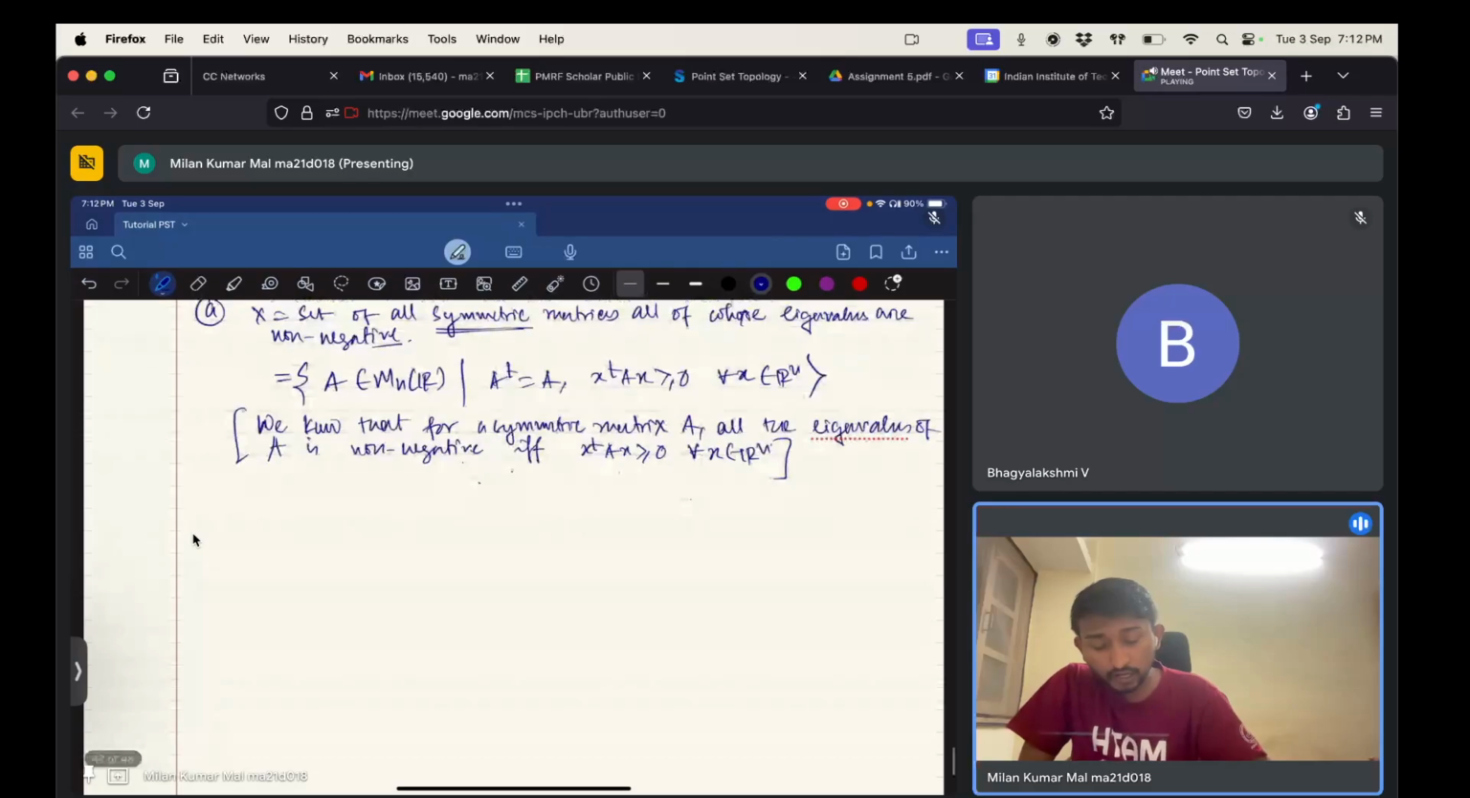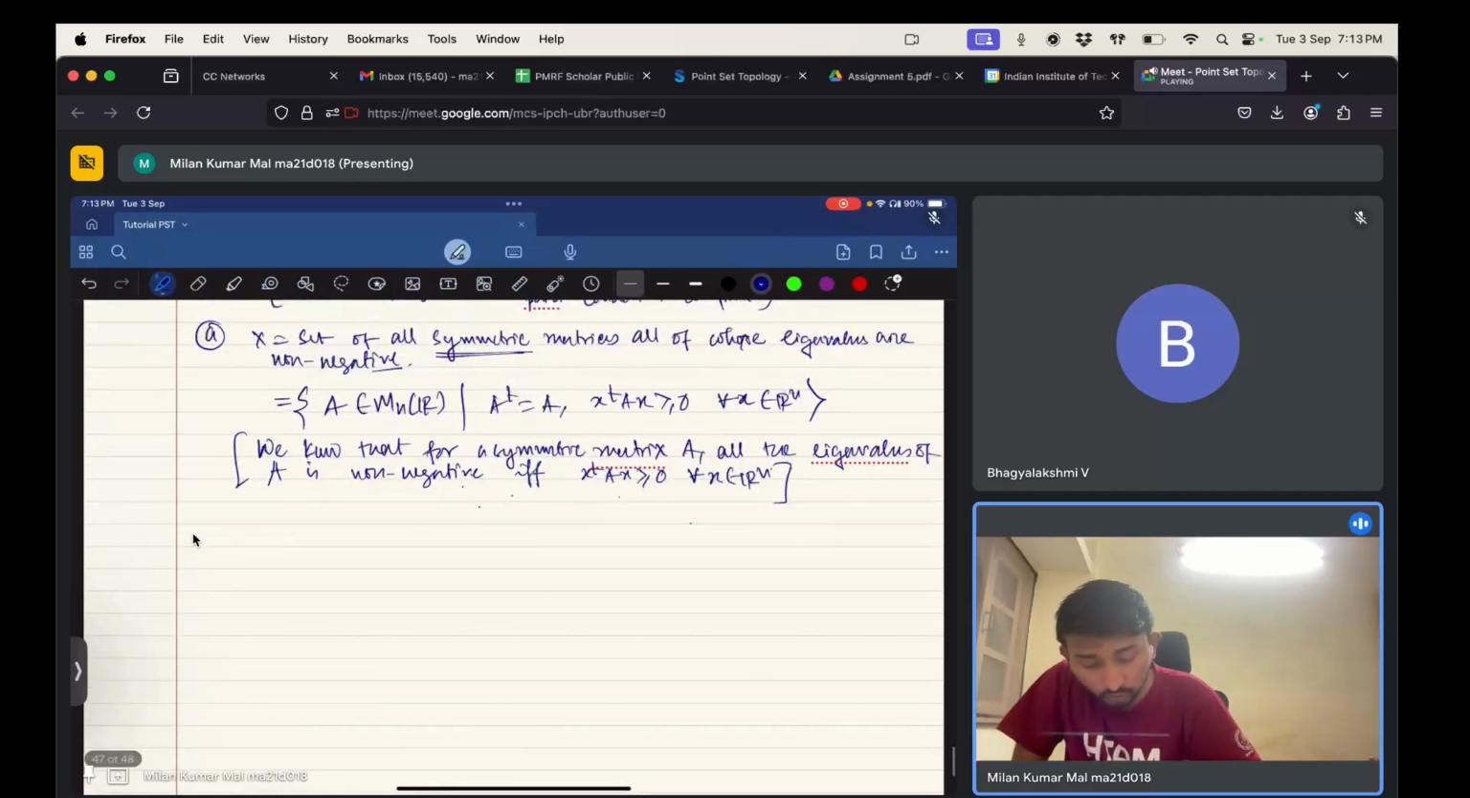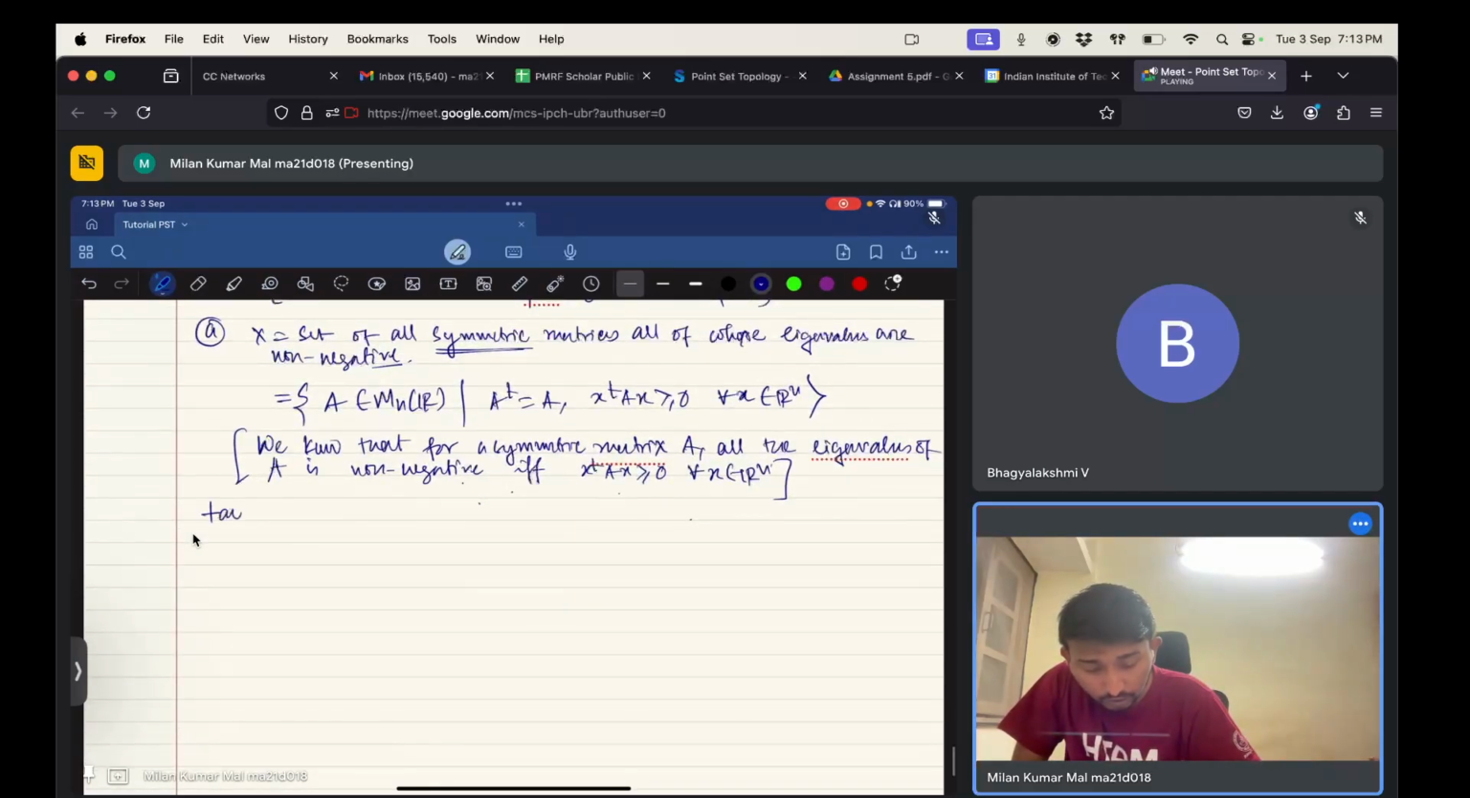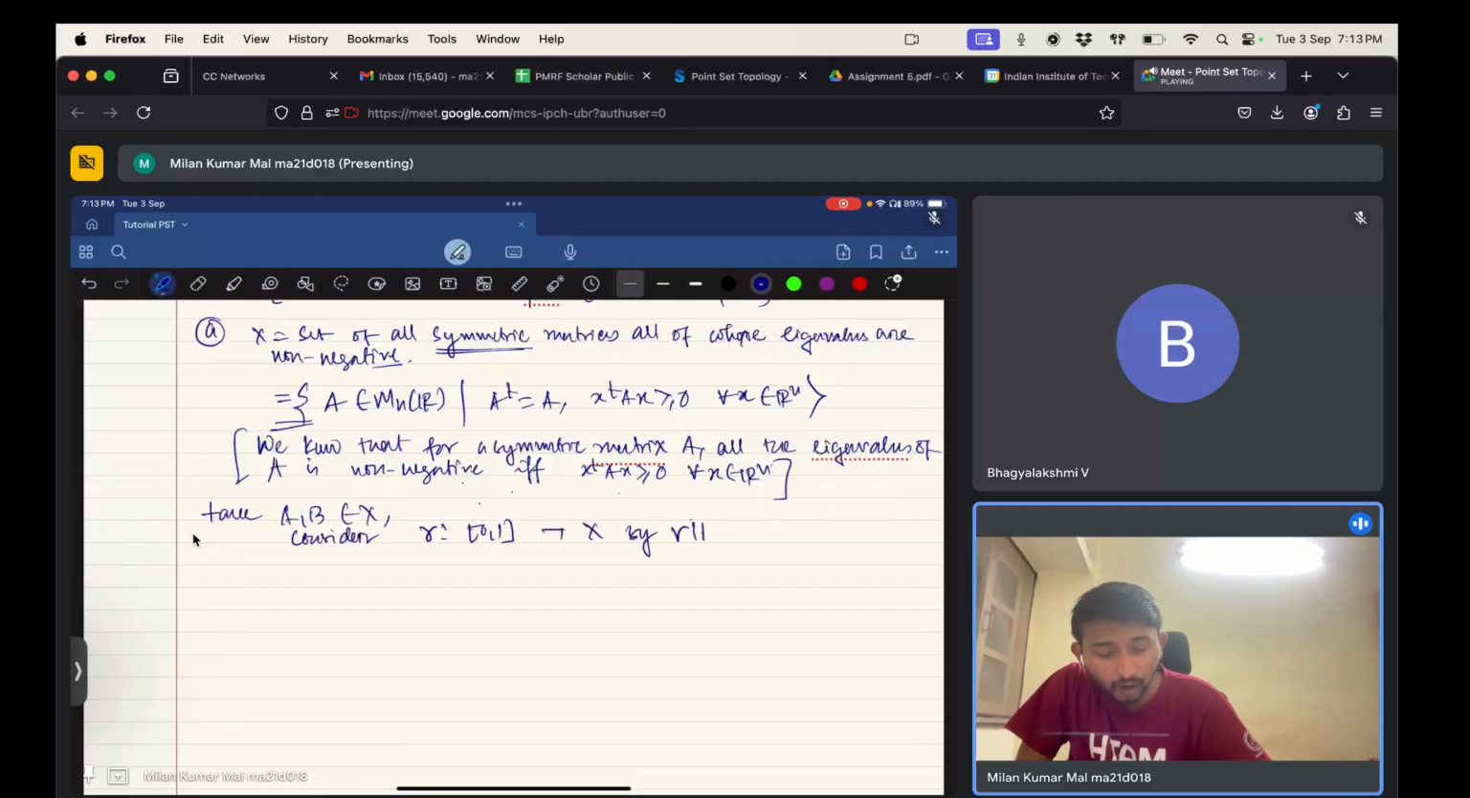Okay. Now, what I will show is this: take two elements of that set, to show whether this particular set is path connected or not. Take two elements A, B belonging to X. I have to give the path. So consider gamma from [0,1] to X by defining gamma(t) equals tA plus (1 minus t)B, where t is the scalar multiple.